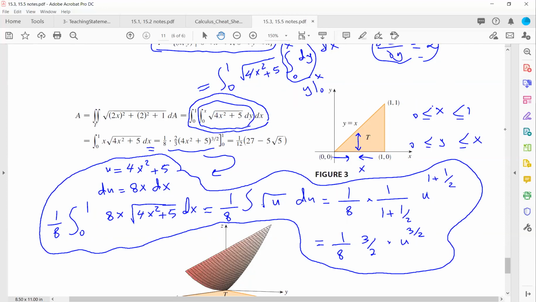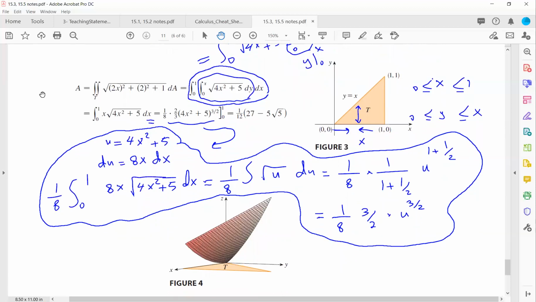Then you plug in 1, you plug in 0, and you find the surface area, which is 1 over 12, 27 minus 5 square root of 5.